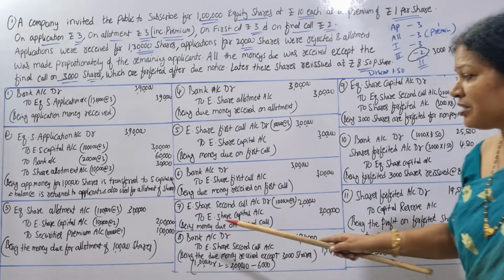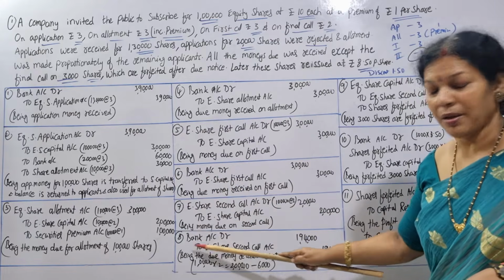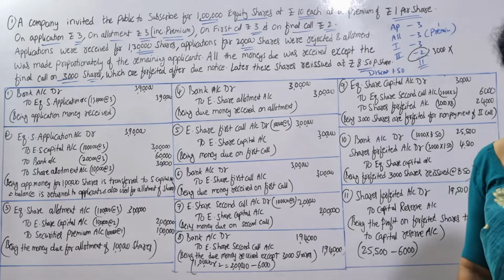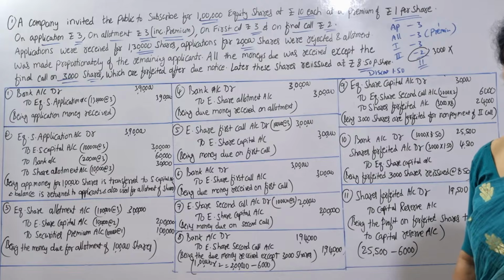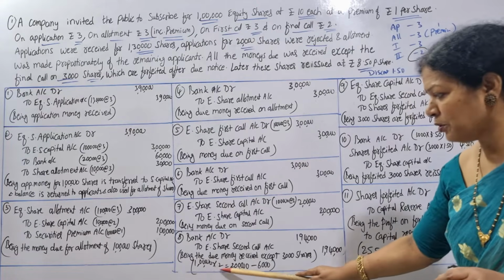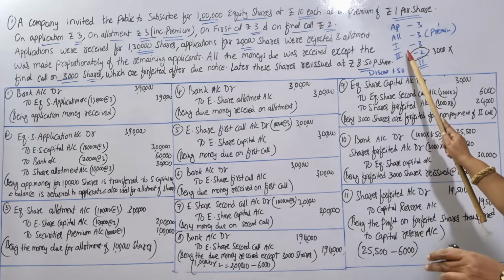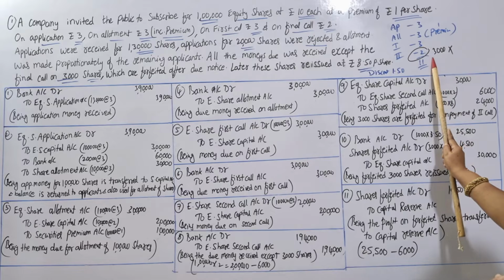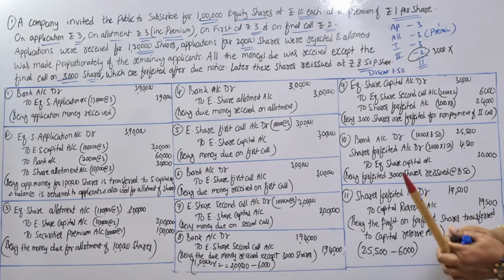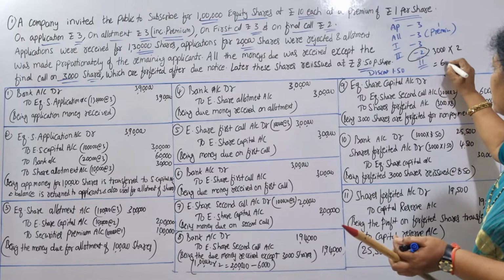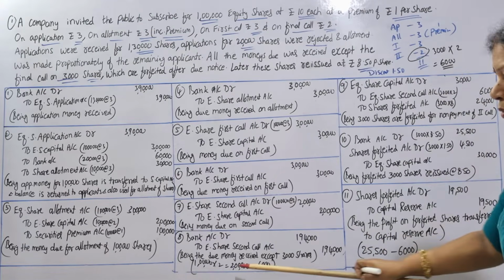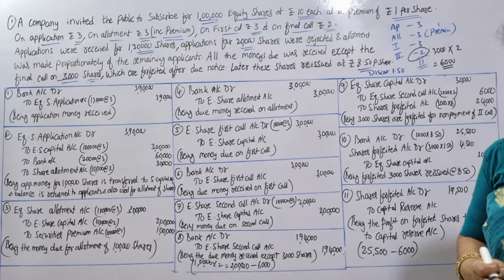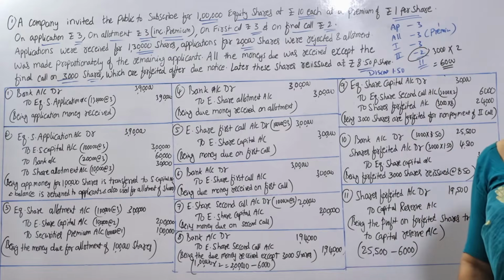Whatever we have received, for that we write this entry: bank account attached to equity share second call account. How much have we received? 1 lakh into 2 rupees, actual amount is 2 rupees, it comes to 2 lakh. 3,000 not received, 3,000 into 2 rupees comes to 6,000 not received. So 2 lakh minus 6,000 comes to 1,94,000. Only that we have received from the second call.